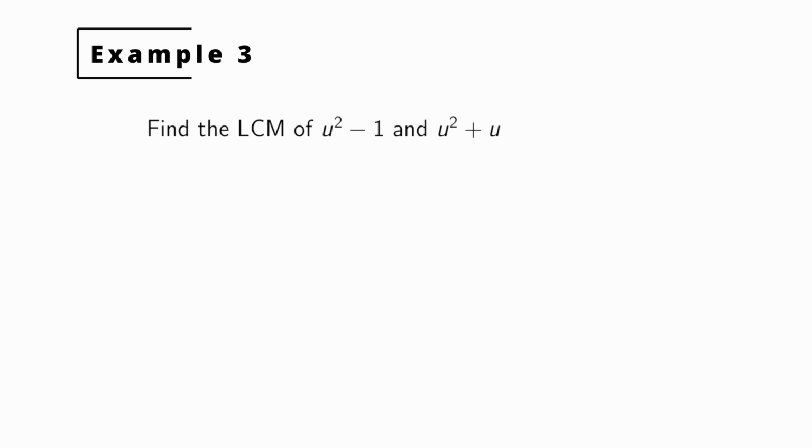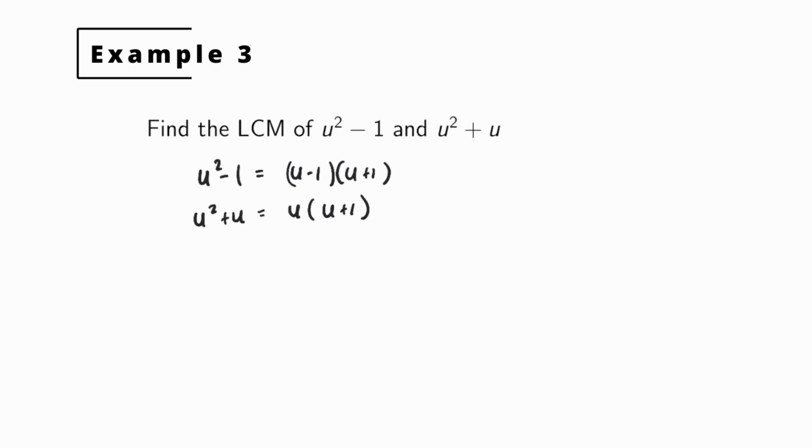Now we wish to find the least common multiple of two polynomials. Now the first step, if I want to find the least common multiple of two polynomials, is they need to be factored completely. So u squared minus 1 is a difference of squares, and so it can be factored into u minus 1 times u plus 1. For u squared plus u, you can factor out u from each term, so you get u times u plus 1.